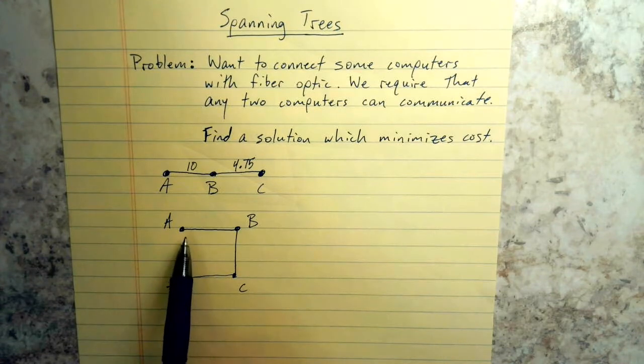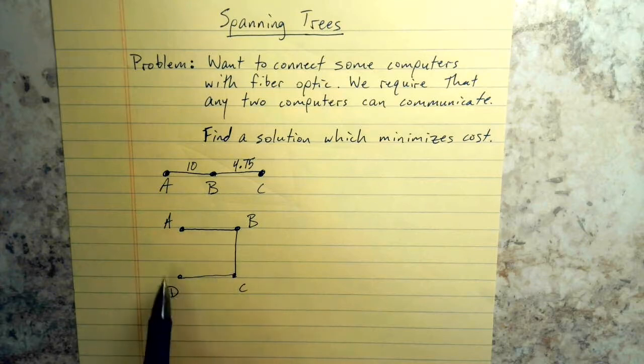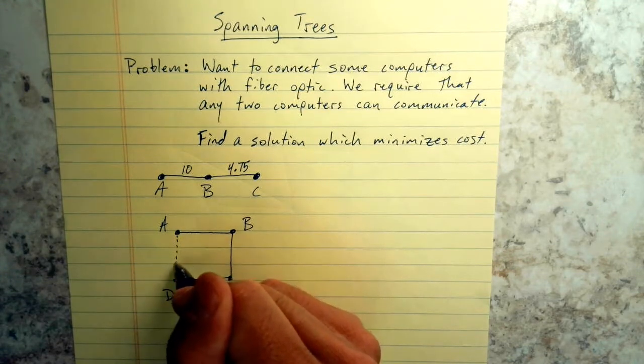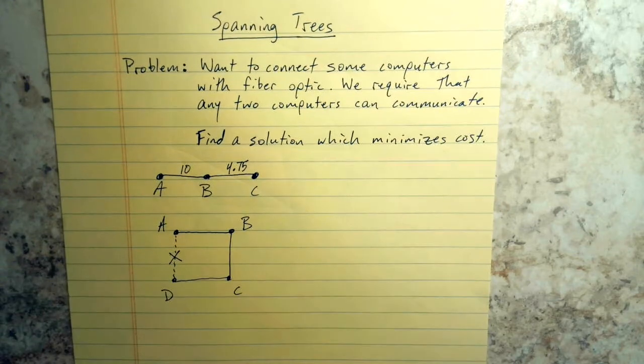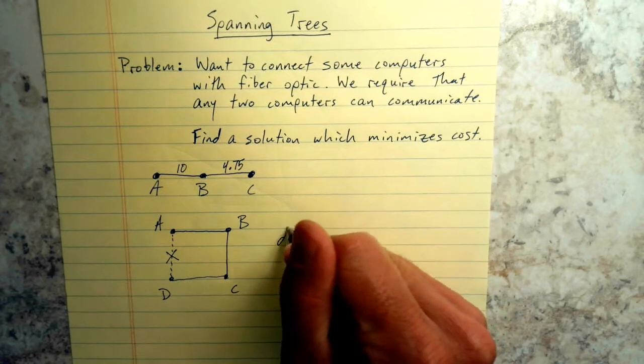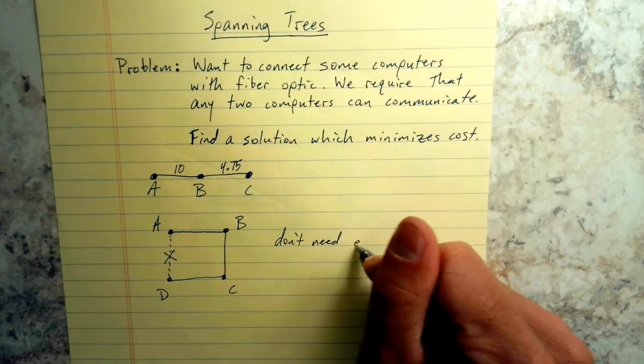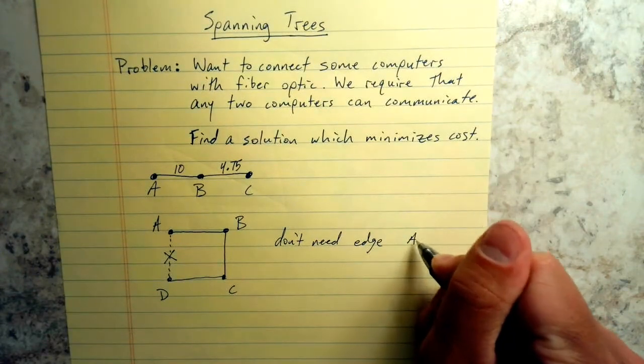In this scenario, all these 4 computers can talk with each other. Like B and D can talk through C. A and D can talk through B and C. So everyone can talk to everyone else. In this case, I would not want to include this line, this edge. I wouldn't want to include that because that's a redundant edge. That's going to cost money that we don't need to spend. So in this case, we don't even want the edge AD.